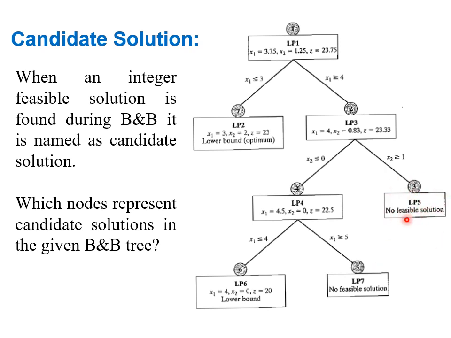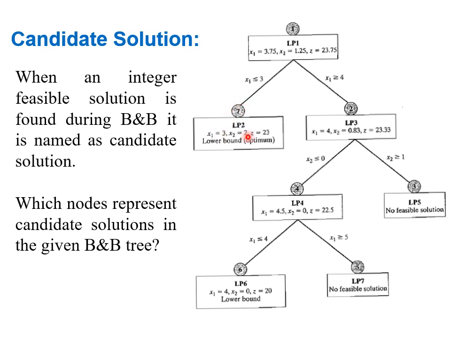Node 3 is fathomed, but the reason for fathoming is infeasibility. It's not integer feasible, so this is not a candidate solution. Again, node 5 is fathomed because of infeasibility of this LP subproblem, and this is not a candidate solution. Node 6 is fathomed, and when we look at the solution here, it's integer feasible. So this is a candidate solution, and since this example is a maximization problem, this objective function value here provides us a lower bound.